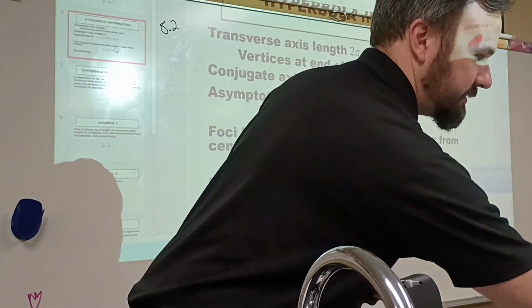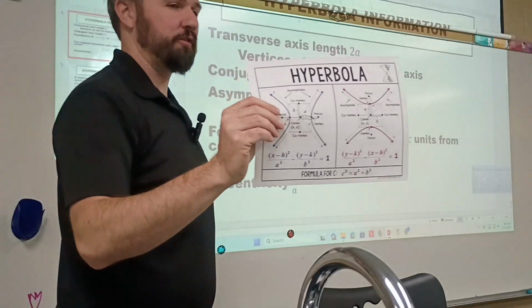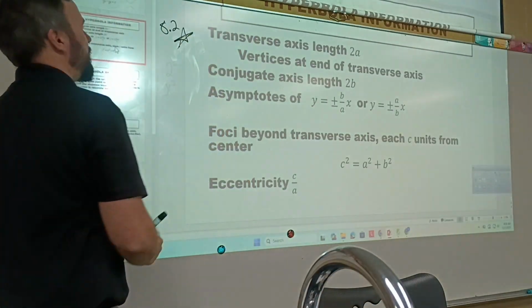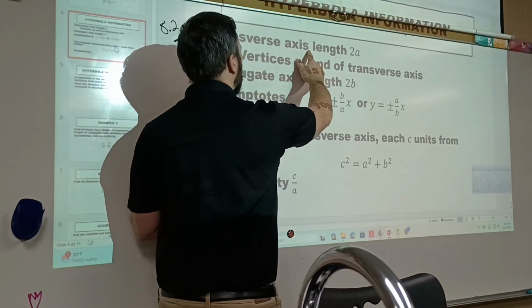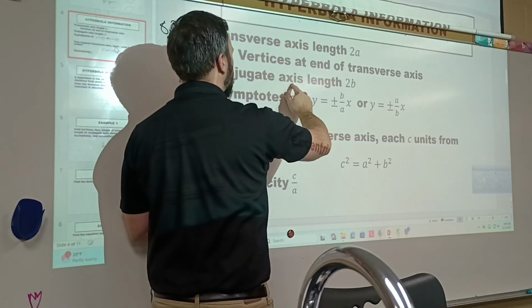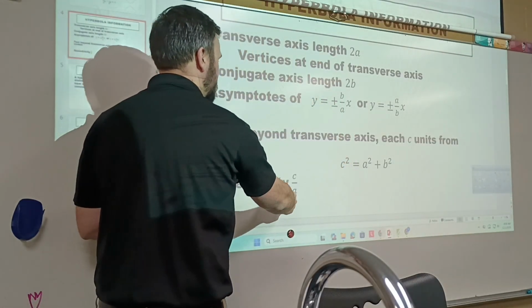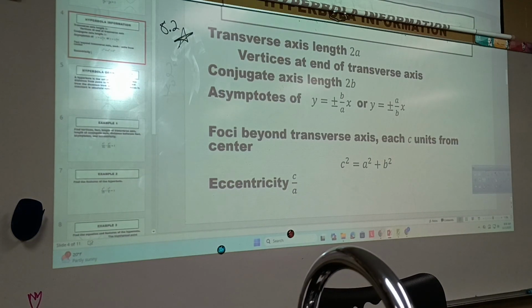All right, so this next slide is going to be really important. It has all the major formulas on it. Make sure you have those. Your transverse axis is 2a. Your conjugate's 2b. Now your vertices are going to be on your transverse axis. So if x is first, your vertices are on that x-axis. If y is first, they're going to be on the y-axis. You also have asymptotes, which are going to be a slope times x because they kind of go diagonally.